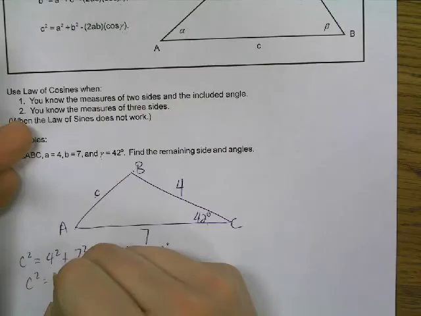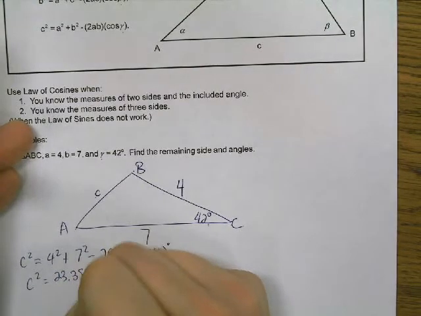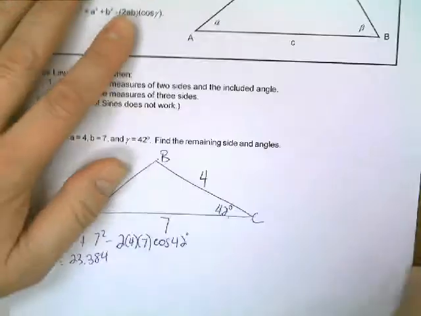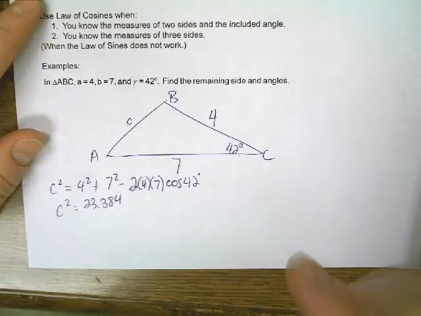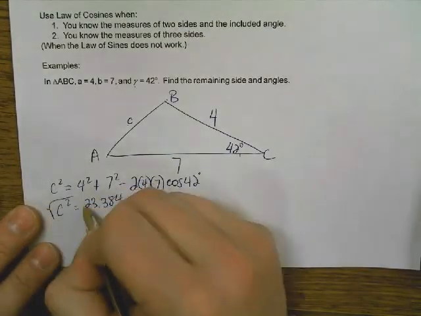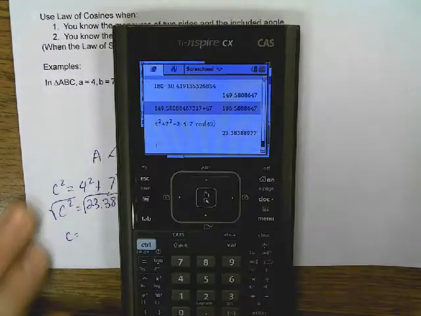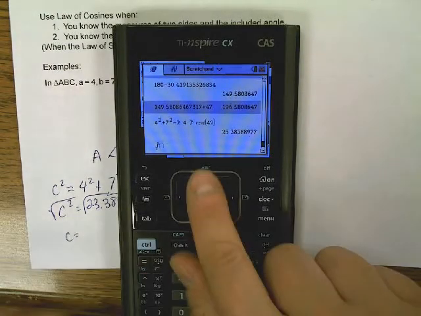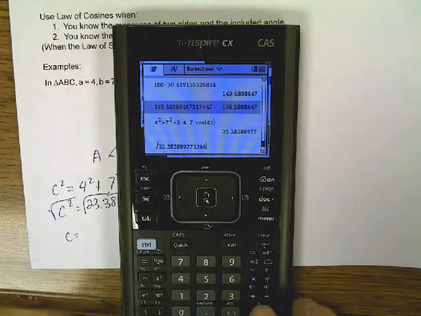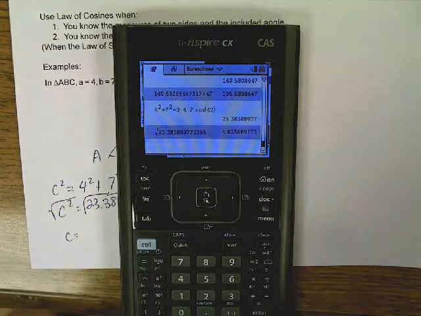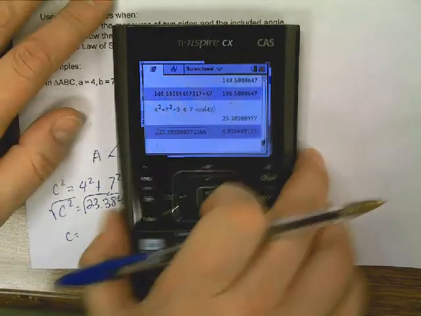So c squared equals 23.384. And then to solve for c, I need to take the square root. So c is going to equal, all right, and I'm just going to do square root. I'm going to go up and grab that number and then enter. And I get, I'm going to do 3 decimal places, 4.836.